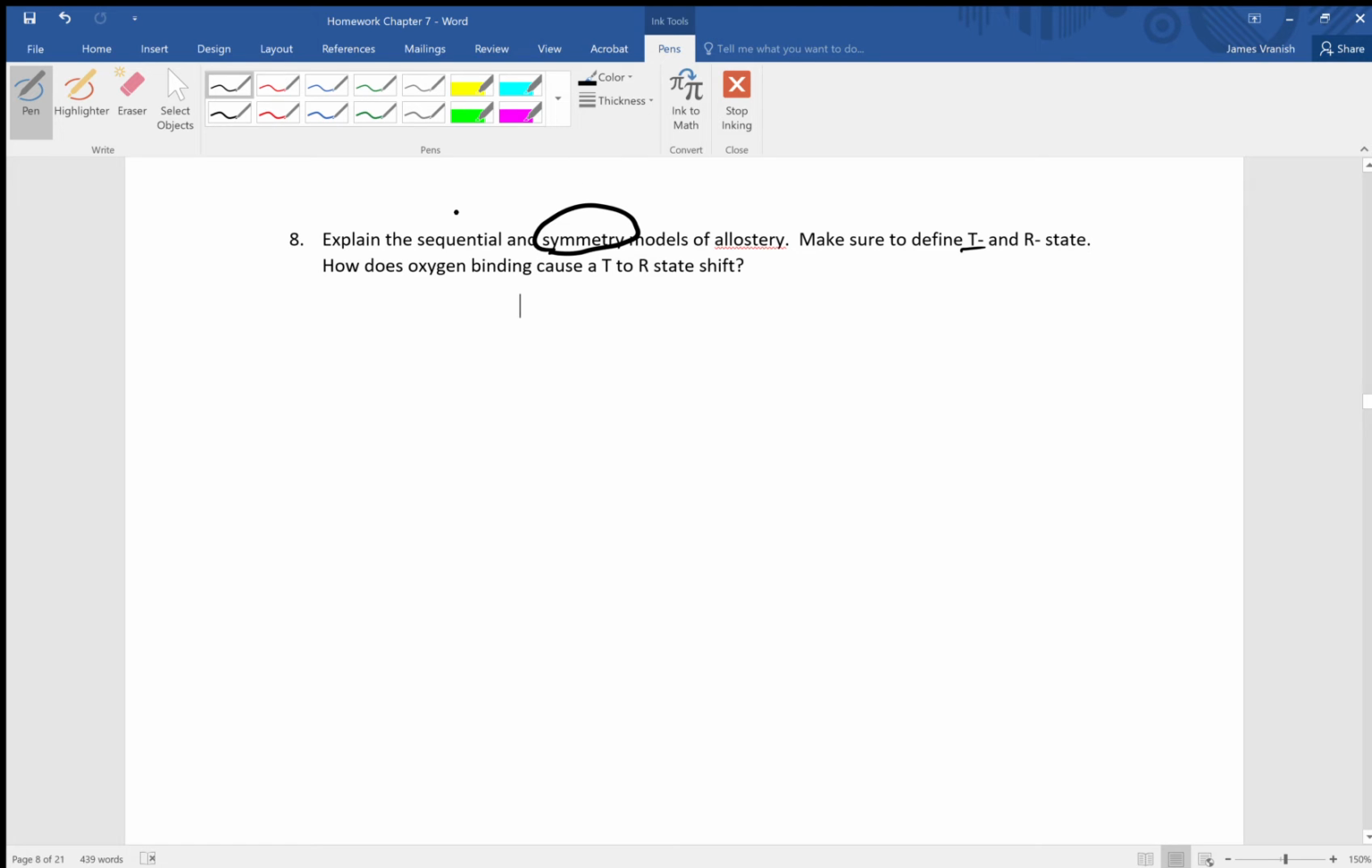For the sequential model, the subunits now undergo gradual changes from the T state to the R state. So they have the option of being in the pure T state, in a T-like state, in an R-like state, and in addition, all the subunits can be in slightly different conformations. So you can have subunits in a more T-like state, others in a more R-like state. That is the sequential model. That's basically the difference between them.